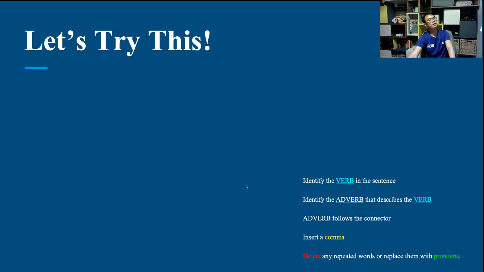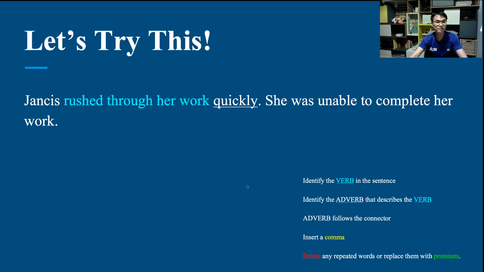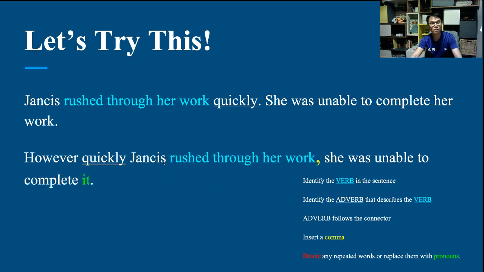So let's take a look at this example. Jancis rushed through her work quickly. She was unable to complete her work. Jancis is the subject. However quickly Jancis rushed through her work. Notice here, I identify the verb rushed. I identify the adverb quickly, so she rushed quickly. And then I moved the adverb to the front to connect with the connector however. So however quickly Jancis rushed through her work, everything else remains the same.